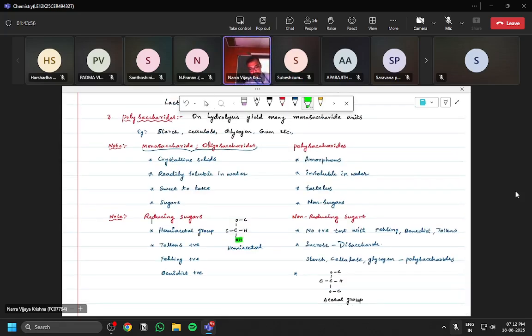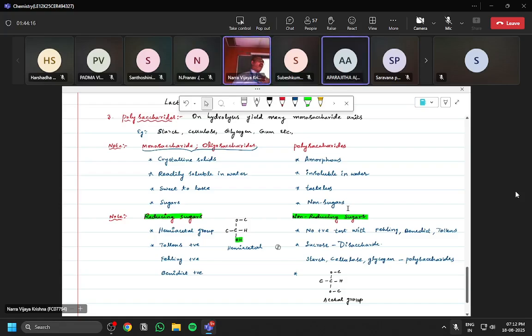Reducing sugars, non-reducing sugars. Monosaccharides, oligosaccharides, polysaccharides. Polysaccharides are not called sugars. Up to 10 monomeric units form longer chains, then we call them sugars. Any questions in it?